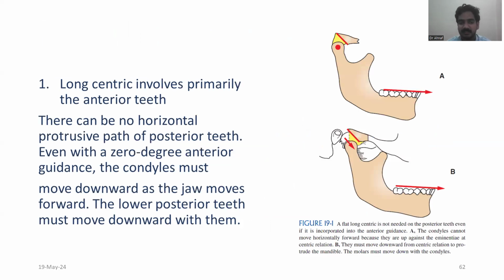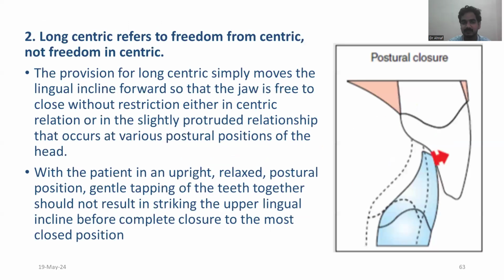So long centric involves primarily the anterior teeth. So there can be no horizontal protrusive path of posterior teeth. Even with 0 degree anterior guidance, the condyle must move downward as the jaw moves forward. The lower posterior teeth must move downward with them. So long centric refers to freedom from centric, not freedom in centric.